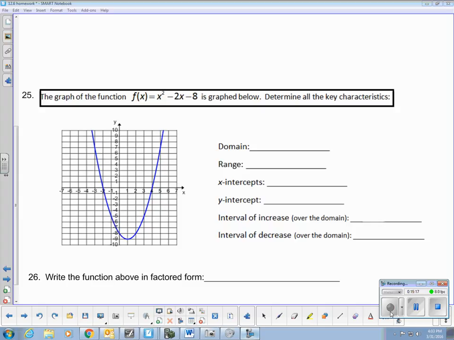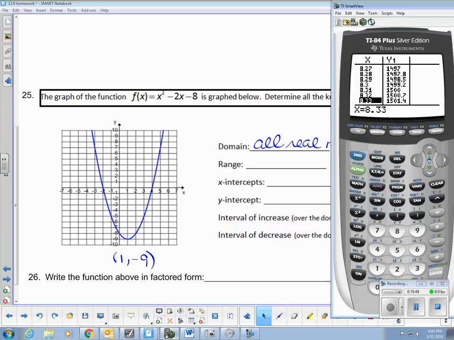All right, we're going to finish up with problem 25, and I'm going to go ahead and graph this so we can get some of our key characteristics. I actually already know my domain is going to be all real numbers. And I think I know what the range is. It looks like my lowest point is 1, comma, negative 9. But let's just make sure.